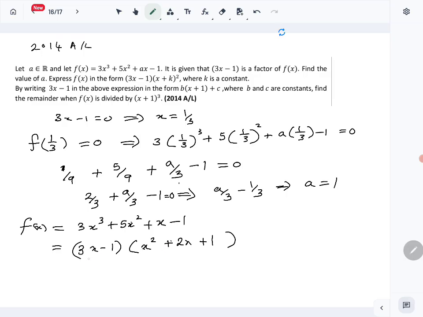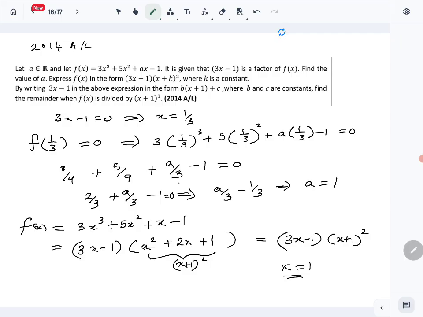3x cubed minus x squared, then 6x squared gives you 5x squared, then minus 2x plus 3x gives you x, right? So that is the quadratic factor. Then this is a perfect square, no? x plus 1 squared. So we get 3x minus 1, x plus 1 squared. So k is equal to 1. Right.